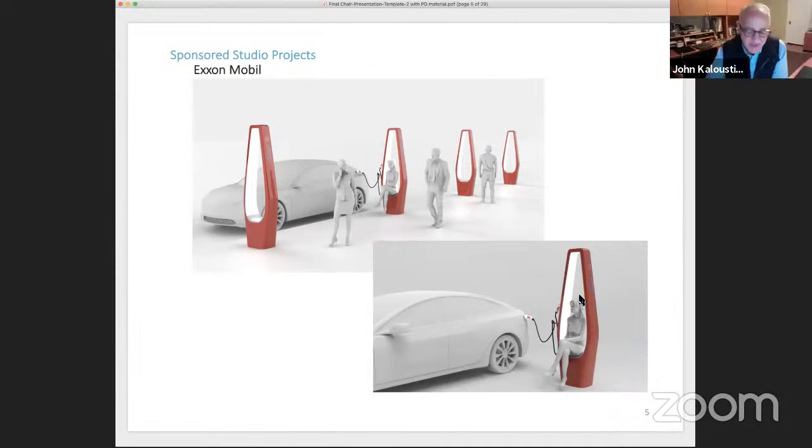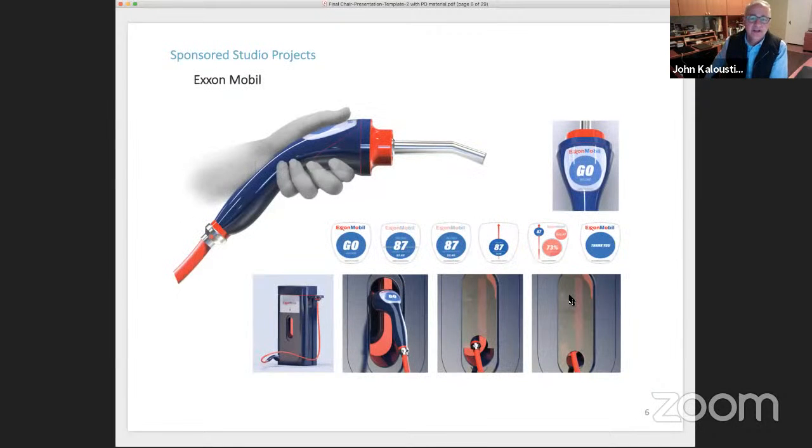So we also work with outside companies as a department, and this is a recent project where we worked with Exxon, and it was a way to explore how future cars will be charged. Fossil fuels are going to go away for consumer vehicles, and what happens with their product, and how do they distribute energy? So they're looking at being an energy company. So these are just a couple of different concepts.